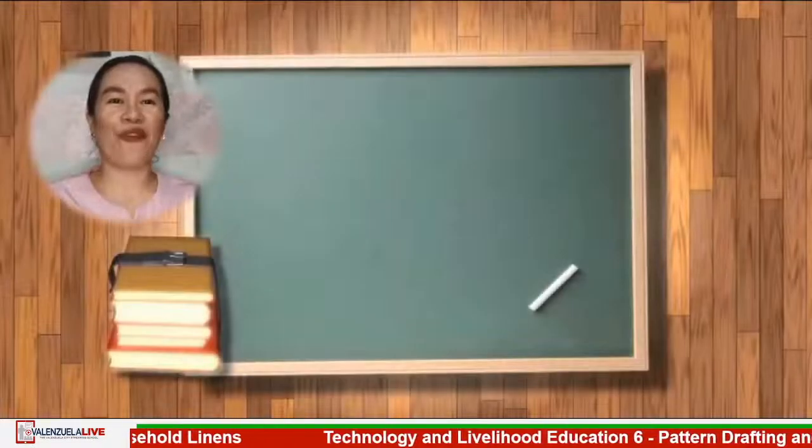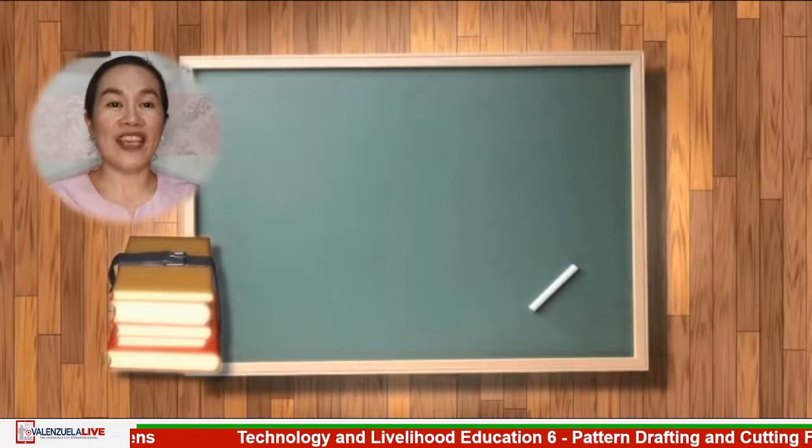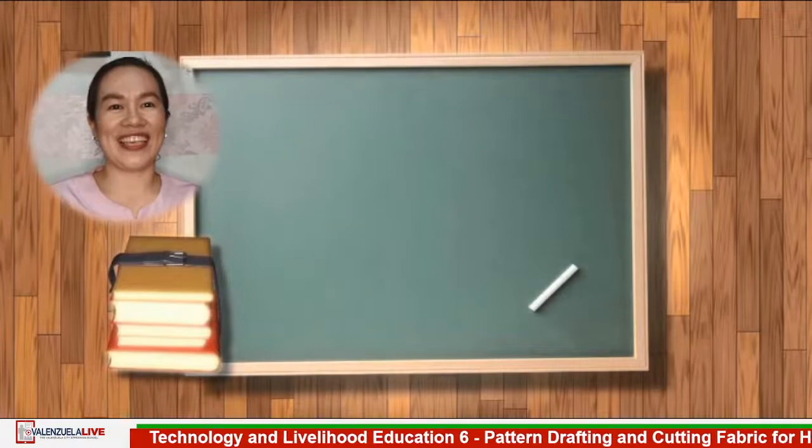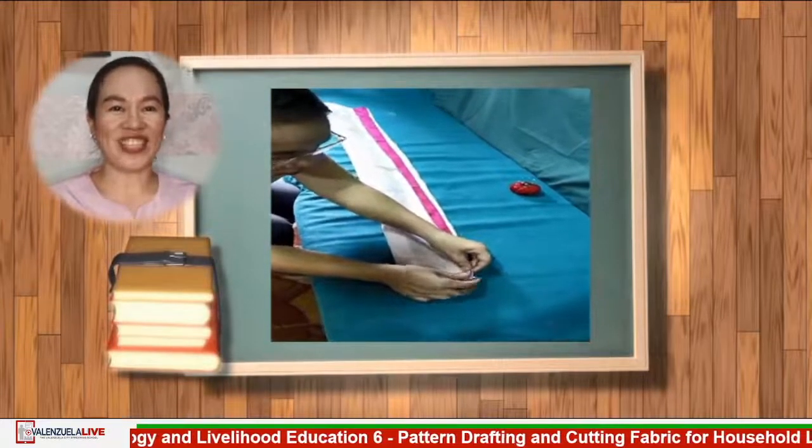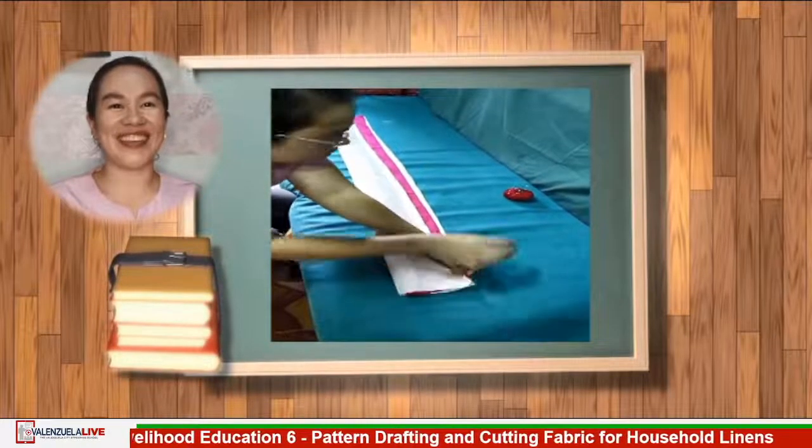Step number 4. Fold and pin the bottom of the fabric. Align the row edges and pin it together.